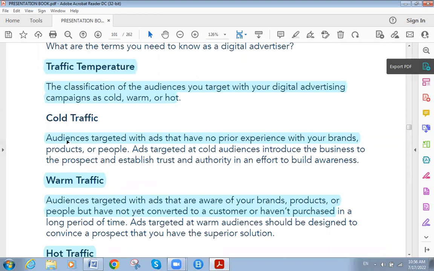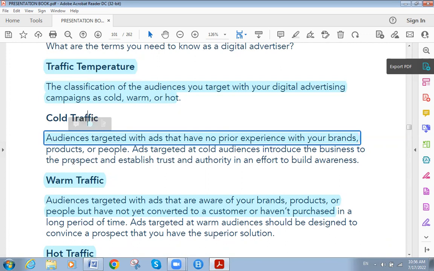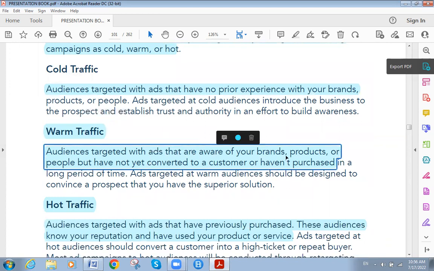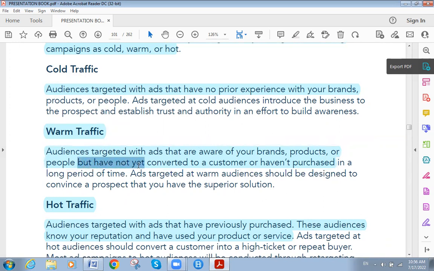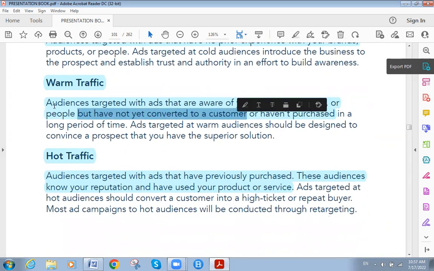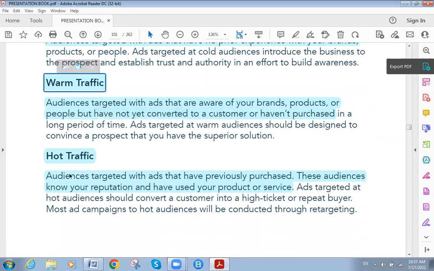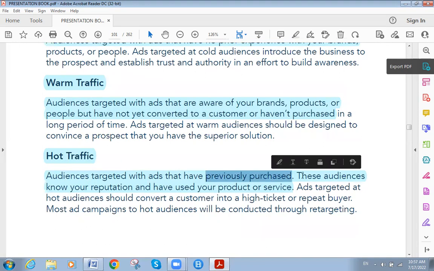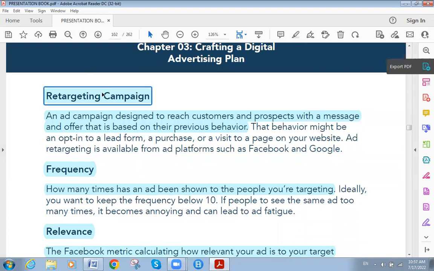Cold traffic: the audience targeted with ads who have no prior experience with your brand. Warm traffic: the audience targeted with ads who are aware of your brand, products, or people, but have not yet converted. They didn't buy from you yet. They know about the product, but they didn't buy from you. Hot traffic: the audience targeted with ads who have previously purchased. These audiences know your reputation and have used your product or services. They know it and they have used it before.